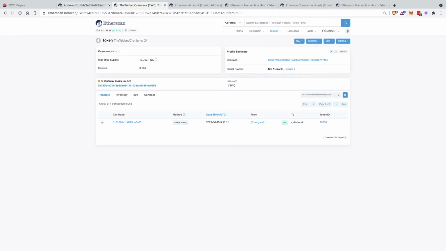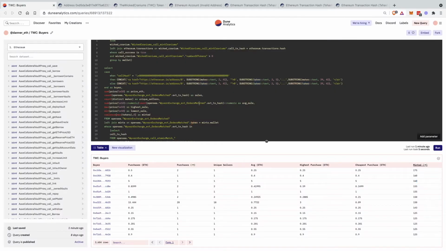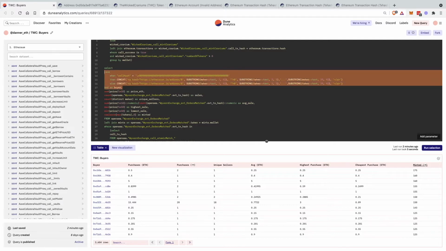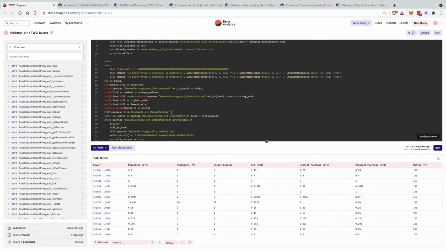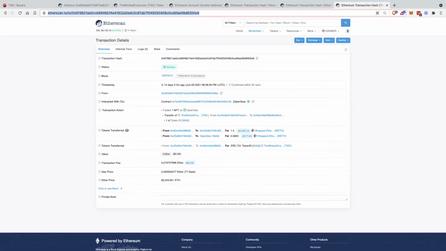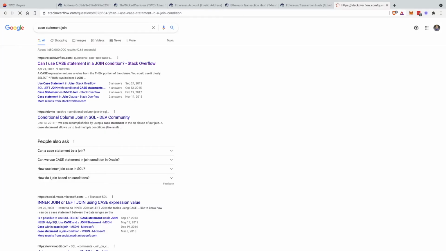Okay, yeah, we have an issue here on the join, so let's handle this join. I don't think we can use a case statement in a join, so we might have to abstract the buyer up a level, which is a bit frustrating. But if we think through that for a moment, we basically want to give ourselves access to the result of this. Can you do a case statement in a join? There's no way, right?